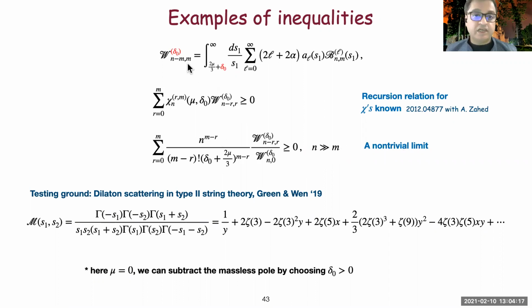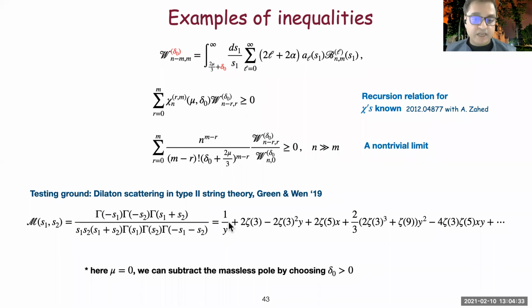And basically one of the advantages is that you can look at various non-trivial limits for these inequalities. So in the limit where n was much bigger than m, which means that the power of x was much bigger than the power of y, you'll get a non-trivial inequality of this kind that the Wilson coefficients have to satisfy. And you can now test it with the dilaton scattering amplitude.